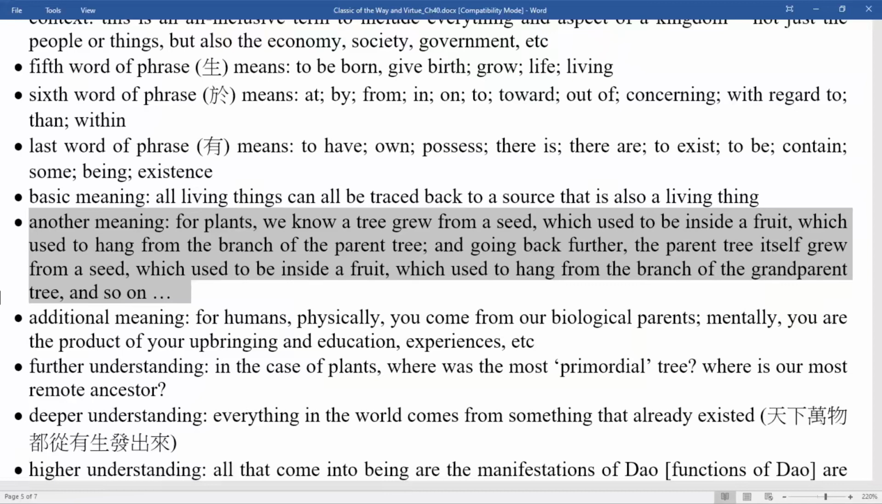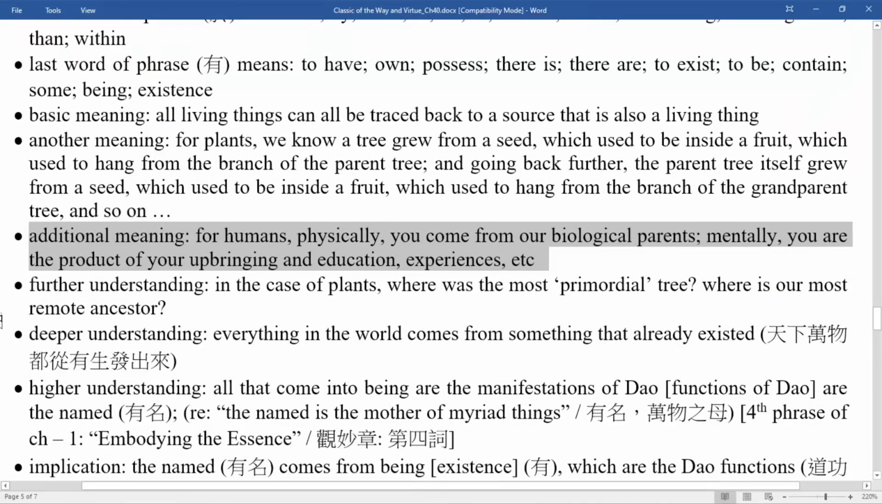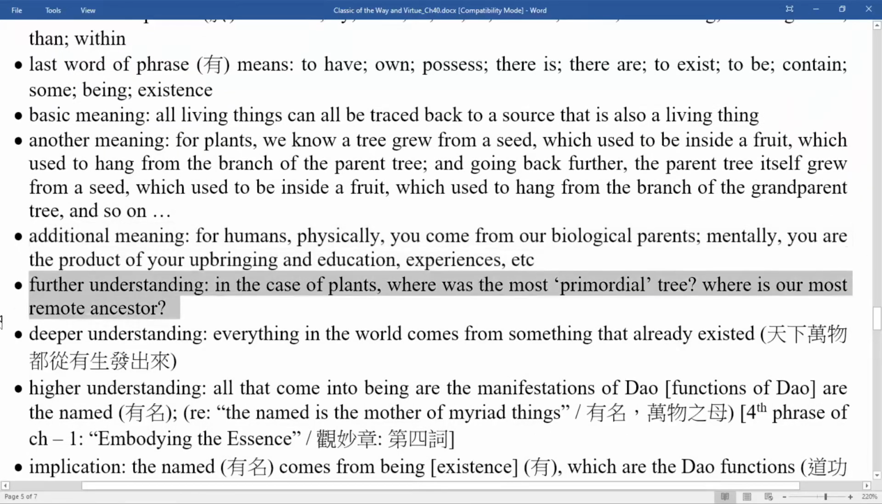For humans, same thing, right? Physically, we come from our biological parents. Mentally, we are the product of our upbringing, education, experiences. That's external, internal. Then in the case of plants, where was the most primordial tree? Where's the first tree? It becomes like a chicken and egg dilemma, because the primordial tree has to come from a seed, but then that seed is part of a fruit that came from a tree. So therefore, is it the seed or the tree? Whatever. So where's our most remote ancestor? So for humans.